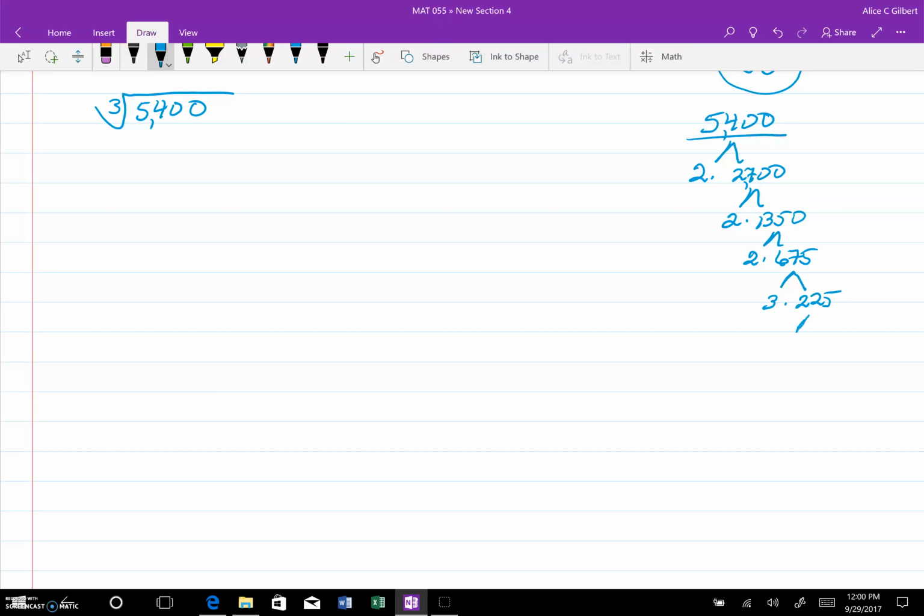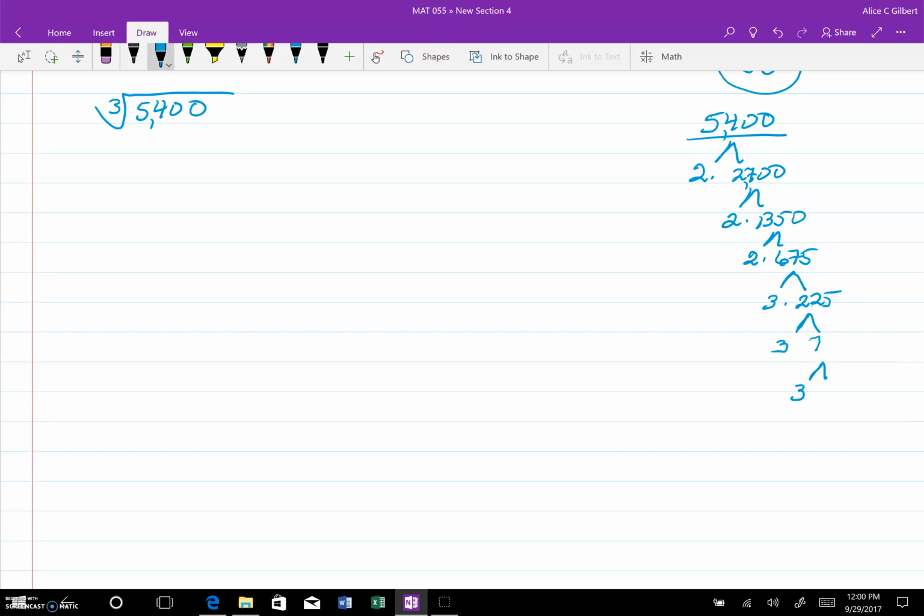225. Now, once again, I need to see, does 3 go into this? So 2 plus 2 is 4, plus 5 is 9. 3 goes into 9, so 3 will go into this as well. Again, I don't know how many times, so I'm going to have to figure it out. Well, it happens to be 75. Now I'm going to see once again, does 3 go into 75?